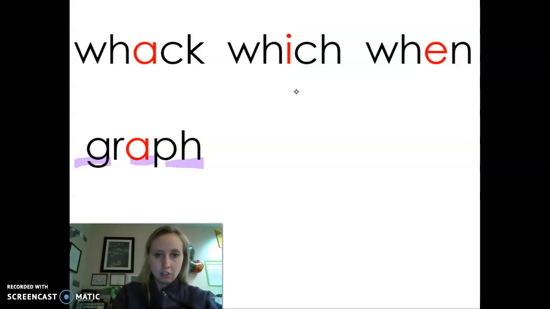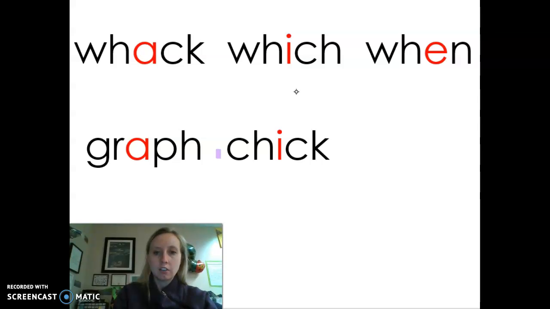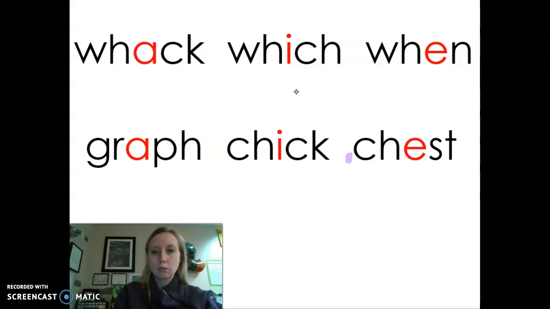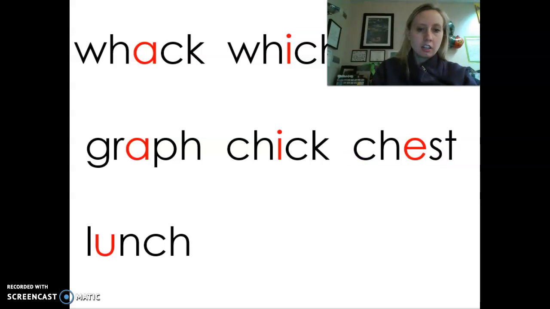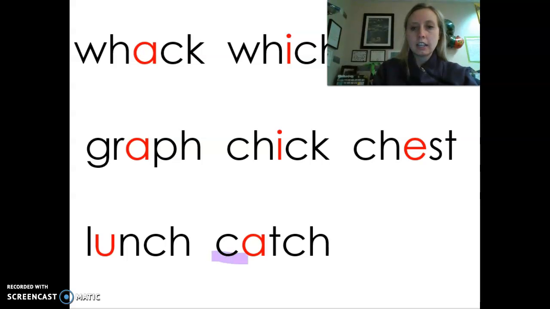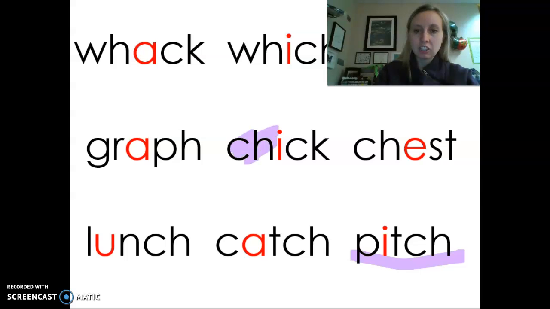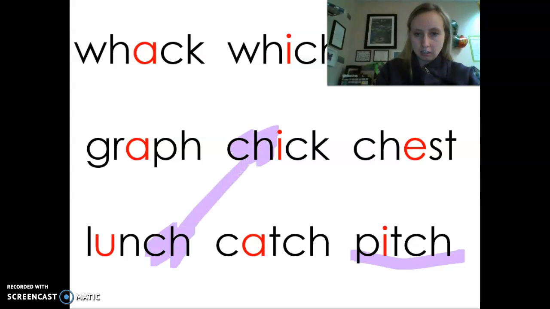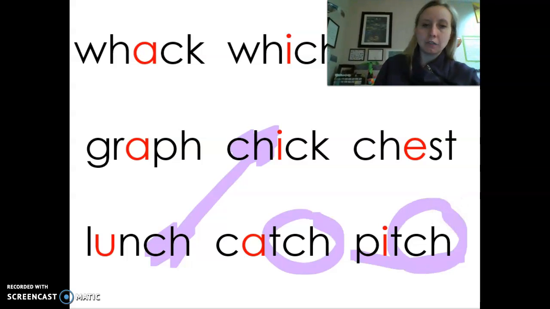3, 2, 1. Graph. PH says f. That's our digraph. 3, 2, 1. Chick. 3, 2, 1. Chest. Like a chest of treasure. Okay? 3, 2, 1. Lunch. 3, 2, 1. Catch. 3, 2, 1. Pitch. And one more time, I want to point out, CH can be in the front or the back. TCH can only be in the back. Okay, it cannot be at the beginning of a word.